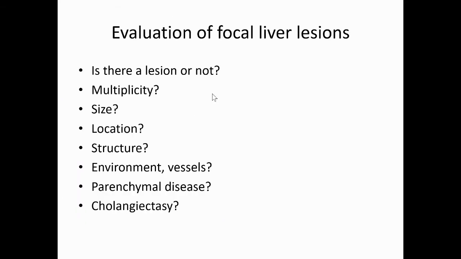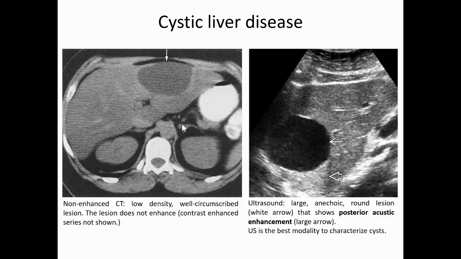So when we see a focal liver lesion, we want to know where is it, how many are there, how big is it, and in which segment it is located. We want to know about the structure, its environment and connection to the vessels. We want to know if there is parenchymal disease like cirrhosis and whether there are any dilated bile ducts or not.